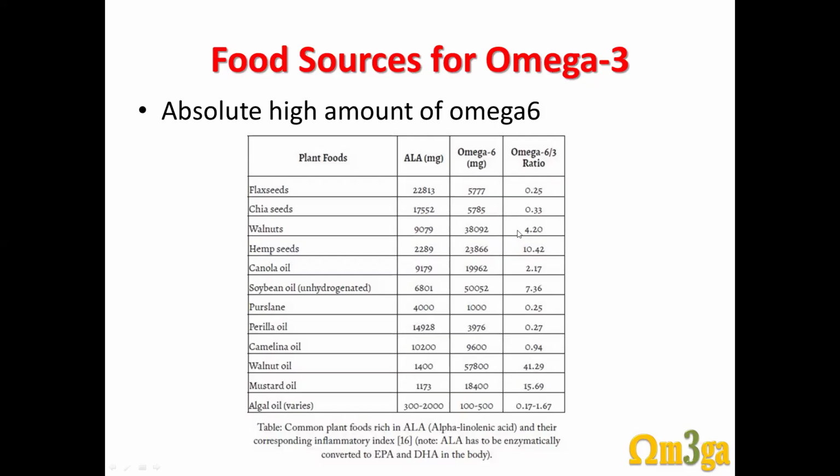And walnuts are kind of famous for their low ratio, but it really isn't that low. And all nuts really are inflammatory. And there's a very, very large amount of omega-6 in absolute terms in walnuts. So yeah, always look at the absolute amounts. And obviously, algae oil is the winner because that's where we get our omega-3 from.